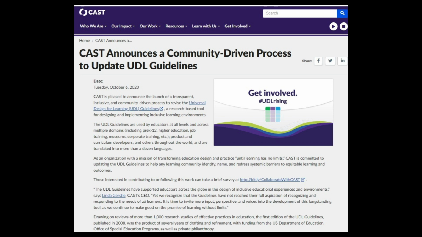So one of the first places that I looked is actually on the CAST website because right now they're working on the UDL Rising to Equity. And as stated on their website, they're re-envisioning the UDL guidelines through the lens of equity. So I knew that needed to be part of this.